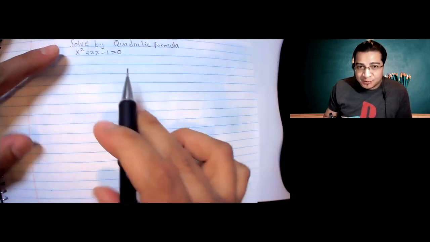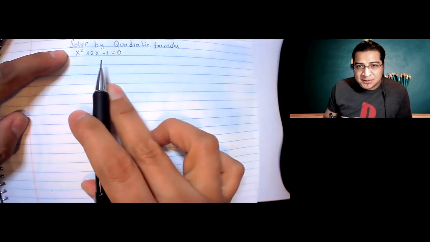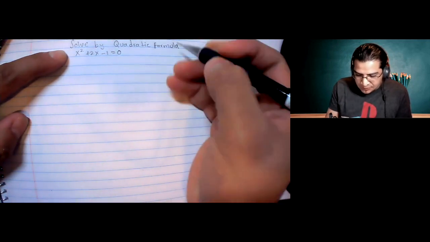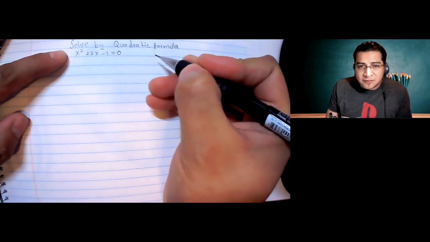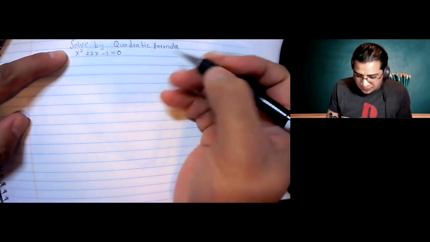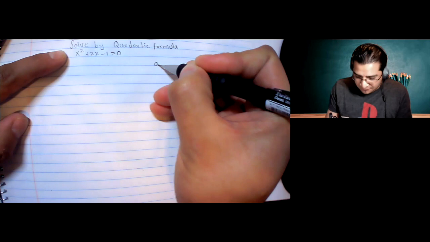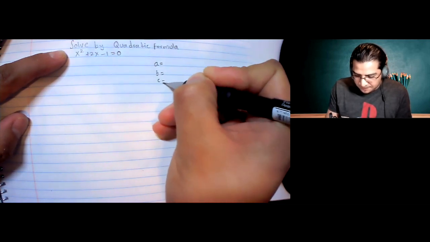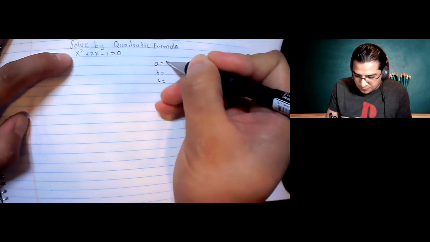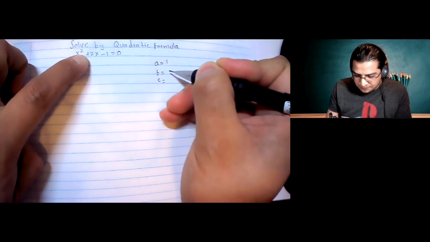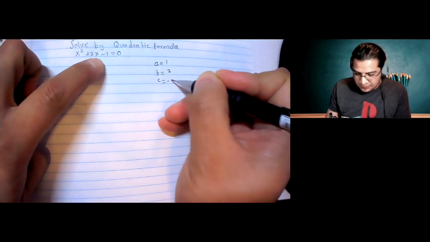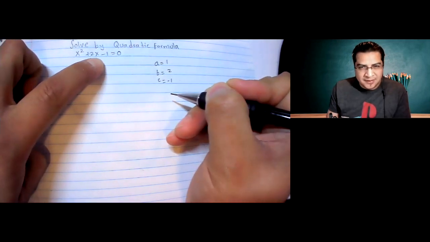So I just picked this random problem: x squared plus 2x minus 1 equals 0. I need to use the quadratic formula to solve this quadratic equation. So I'm going to identify what a, b, and c are. A in this case will be 1, b will be 2, and c will be -1. So far so good.